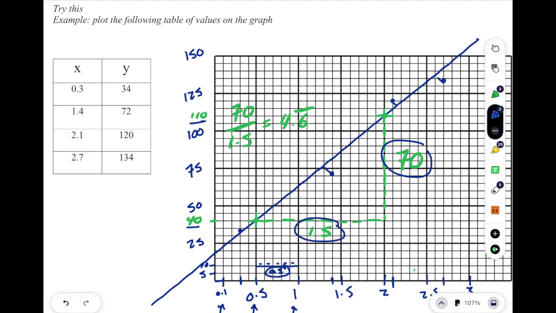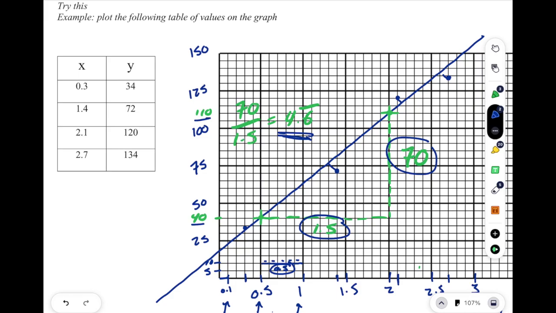I'm going to recommend that instead of counting squares. 70 over 1.5 gave me 4.6 repeating for a slope. Hopefully yours was between something like 4.4 and 4.8, or maybe 4.2 to 5. Something like that would be reasonable for the slope, and hopefully you're getting used to this method, and we'll be applying that to some graphs later on in the course.